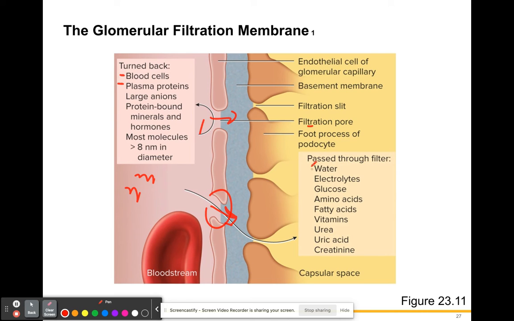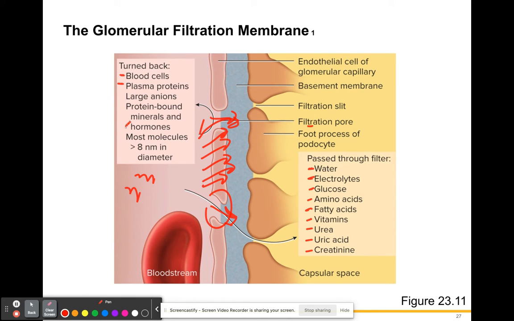Okay, what is going to get past and what is going to be filtered in our filtrate? Okay, water can move past here. Okay, electrolytes like sodium and potassium can move past here. Glucose can get past here. Amino acids, very small macromolecules. Fatty acids, these are all building blocks of macromolecules, can get past there. Like I said earlier in this video, vitamins can get past there, like vitamin C, okay? Urea, uric acid, creatine. I mentioned all these things at the beginning. All of those things are going to be filtered out of the blood, okay, in the glomerulus.